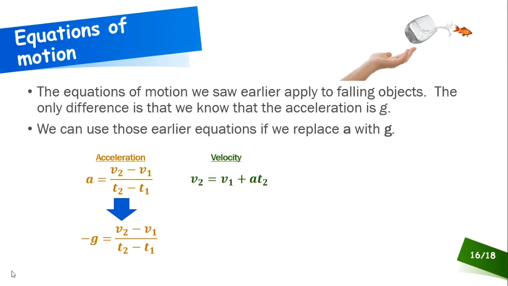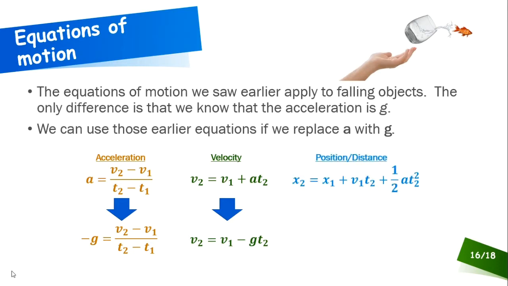We can do the same thing with velocity. That velocity equation that we saw earlier now becomes v2 equals v1 minus g t2. Again, notice the negative sign there to be consistent with our sign convention. And finally, the position distance equation that we saw earlier, we can substitute into that, and now we get the position distance for a falling object, x2 equals x1 plus v1 t2 minus 1/2 g t2 squared.